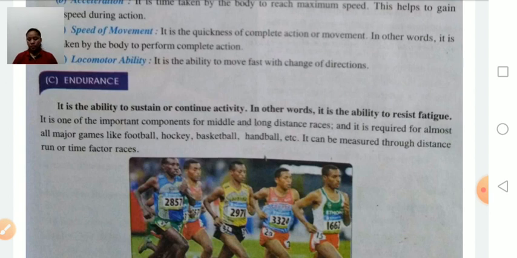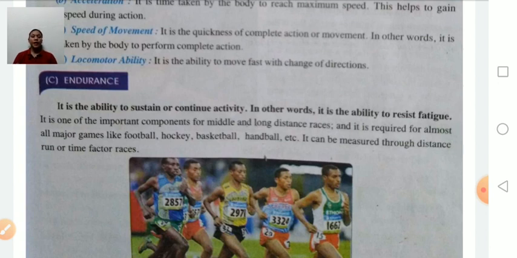Let's discuss endurance. Endurance is the ability to sustain or continue an activity, or in other words, it is the ability to resist fatigue. It means endurance is the ability of an individual to continue an activity for a long period of time without any fatigue.